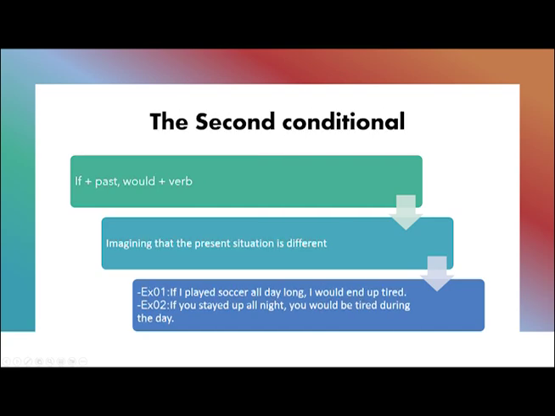Okay, so second conditional sentences are useful for expressing outcomes that are completely unrealistic or will not likely happen in the future. You can say, if I played soccer all day long, I would end up tired. Or if you stayed up all night, you would be tired during the day. The if clause is in the simple past, and the result clause is formed by an auxiliary modal, often would, followed by the verb infinitive.